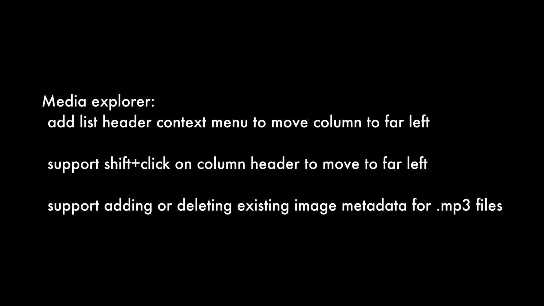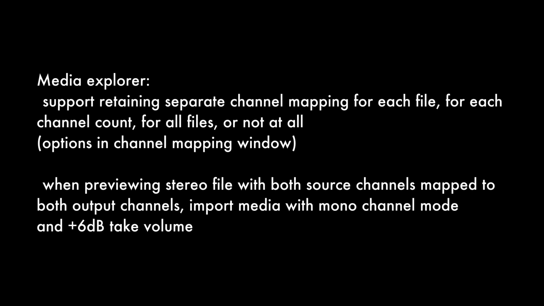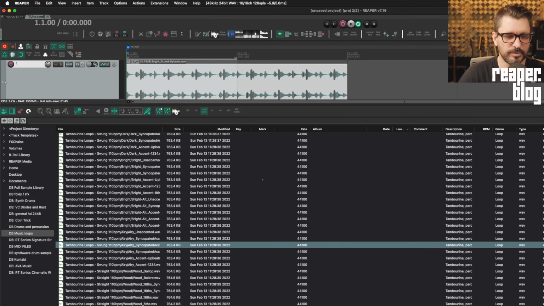Thanks so much. Media Explorer: add list header context menu to move column to far left. Support shift-click on column header to move to far left. Support adding or deleting existing image metadata for MP3 files. Support retaining separate channel mappings for each file, for each channel count, for all files, or not at all. These are options in the channel mapping window. When previewing a stereo file with both source channels mapped to both output channels, import media with mono channel mode and +6 take volume. So there's quite a bit of new stuff here in the Media Explorer.